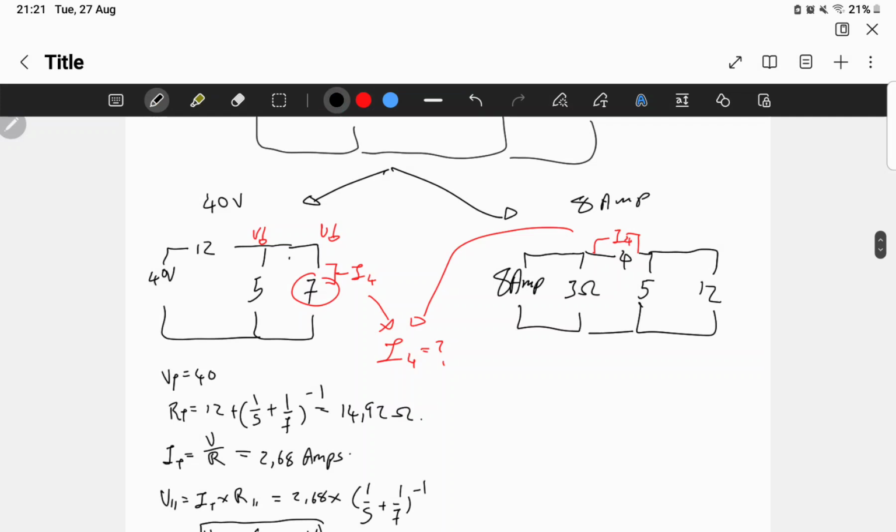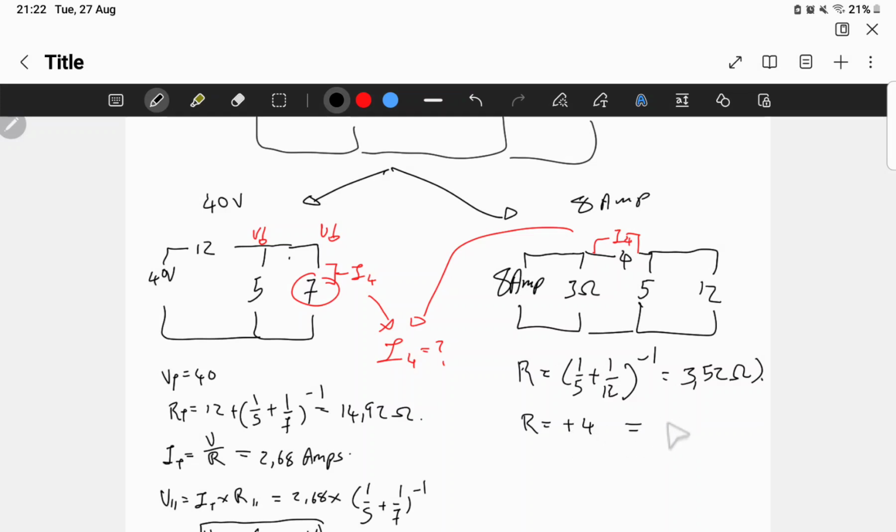So for our next diagram, we're going to get our total resistance. Let's do it step by step. It's going to be (1 over 5 plus 1 over 12) to the power of minus 1, which is equal to 3,52 ohms, right? That's our resistance. Then afterwards we're going to add 4.